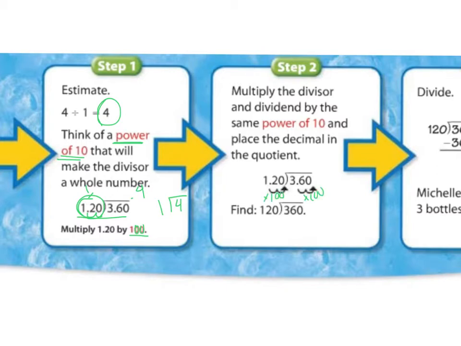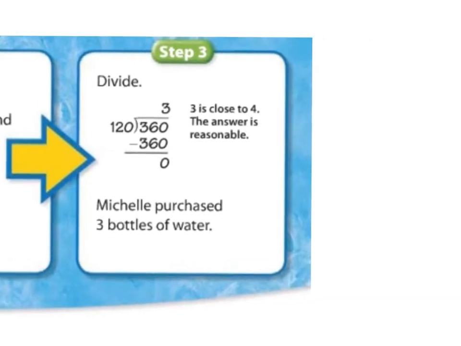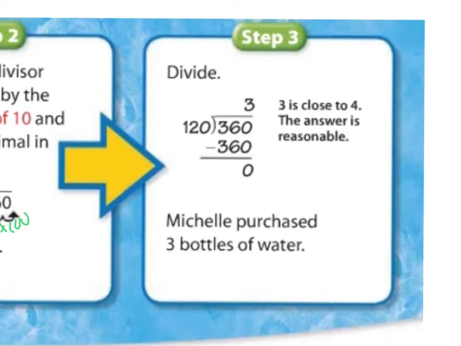And please tell the person next to you which way the decimal moves when you multiply by a power of 10. And you should have said that it moves to the right by how many zeros there are. That is what happens. So step 3 is we would actually divide, and then we're going to get our answer of 3 like I talked about on the first slide. That is visual. So for $3.60, Michelle purchased 3 bottles of water. Let's go on. And the clue words are big blue whale.